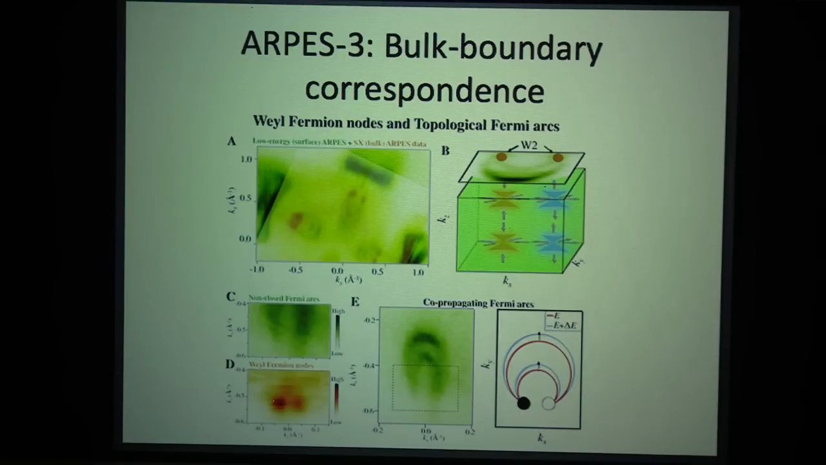And then when I went to high energies, in the same part of the momentum space on that surface, we see these two dots. Now you can see that these are two different measurements on the same type of sample. When you overlay them, you can see that where the arcs terminate, that's where the dots are. So we are putting the real surface data and bulk data together. And then when you track the energy dispersion, we see they are co-propagating. So in other words, they are a non-closed pair of Fermi arcs, and they terminate at the Weyl points.